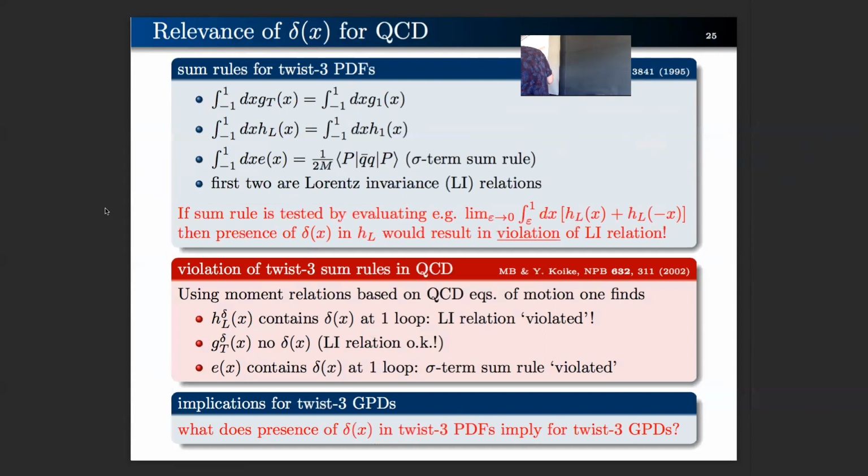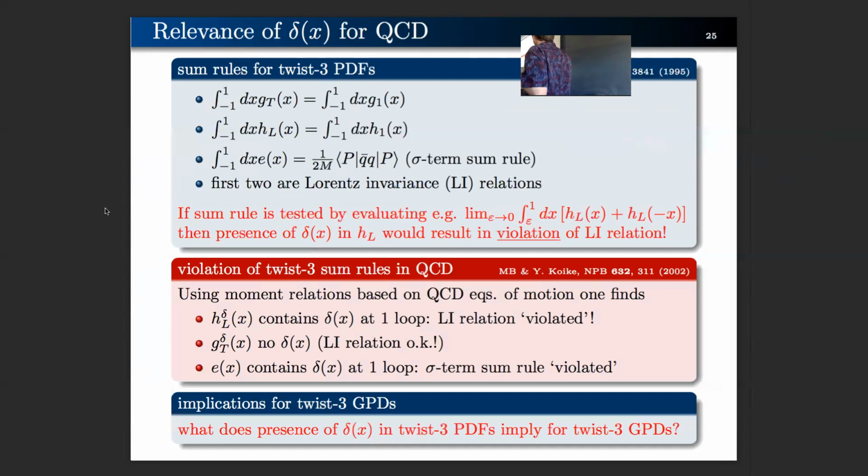And experimentally, you're never measuring X equal to 0. Even if you succeed in measuring these twist 3 objects someday, experimentally what you get is an integral from epsilon to not even 1, but hopefully close to 1. And then you're trying to make epsilon small, but you never push it to 0. So if you have a delta function that's very localized around X equal to 0, you're going to miss it. And the conclusion will be that one of these sum rules is violated.